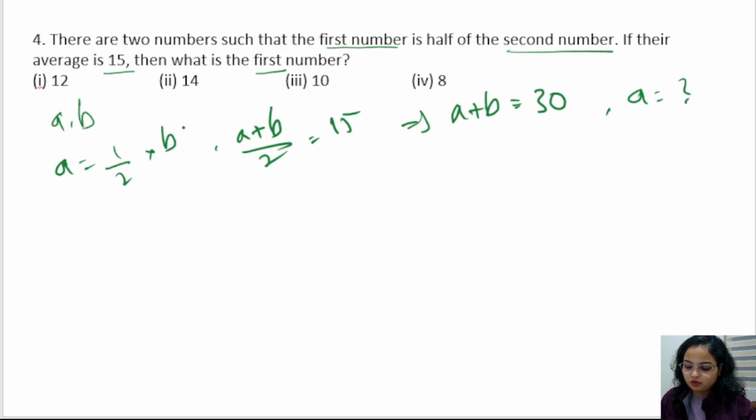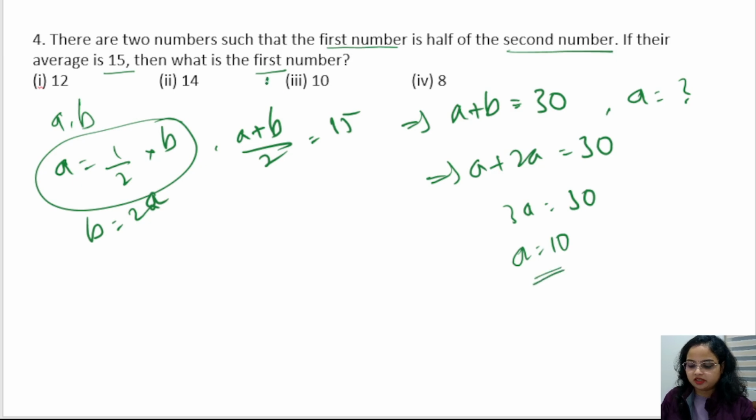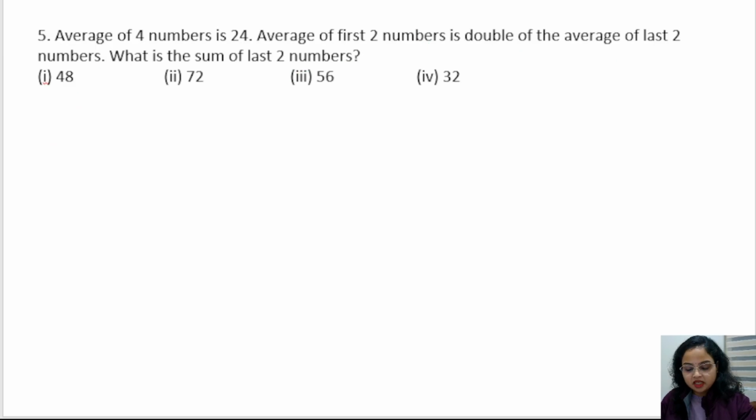So here B is equal to 2A. Right? We'll substitute in this. So here A plus 2A is equal to 30. 3A is equal to 30. A is equal to 10. So the value of the first number A is equal to 10. Third option.